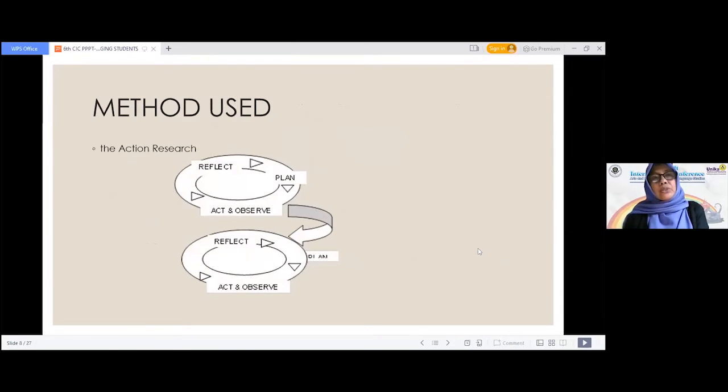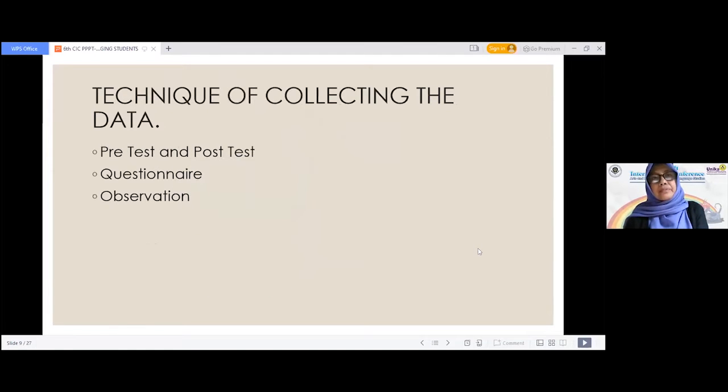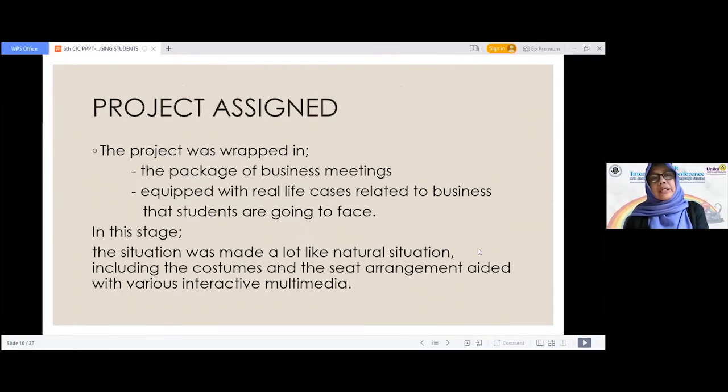And the method used was action research: reflecting, planning, acting, and observing. The techniques of collecting the data were the pre-test, post-test, questionnaire, and observation. The project assigned to the students was wrapped in the package of business meetings, equipped with real-life cases related to the business that students are going to face.